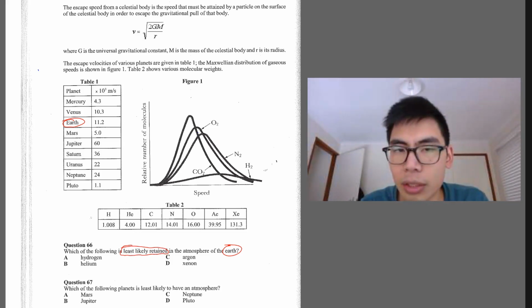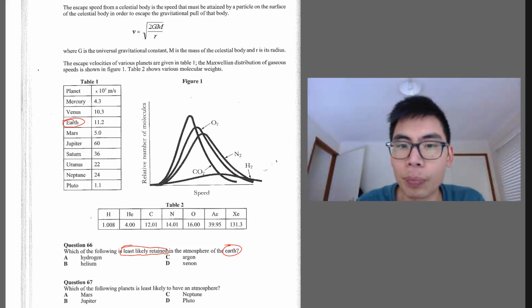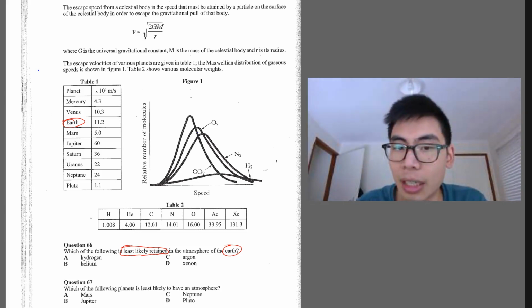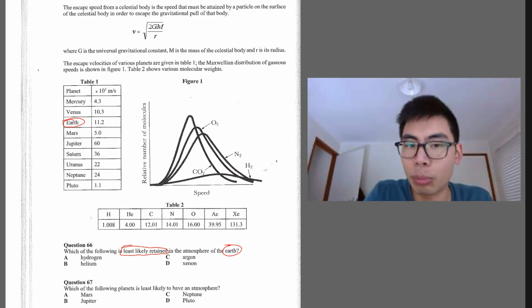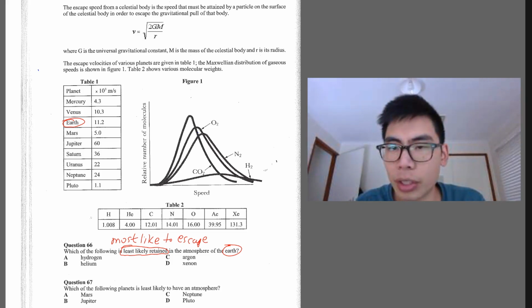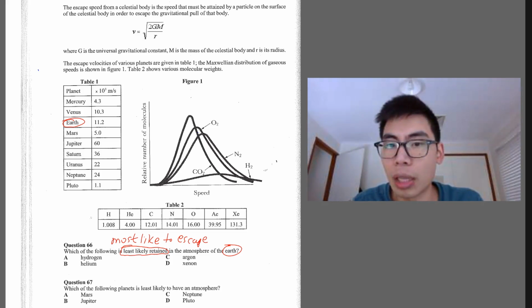And I can see that although it doesn't directly reference anything in the question, or in the information above, I should say, it does talk about escape velocities. And something that is least likely retained is probably the most likely to escape. So it's just another way of saying most likely to escape. So what I'm trying to do is frame the question in such a way that it directly relates to the information that's being provided. Okay, so which of the following is most likely to escape?